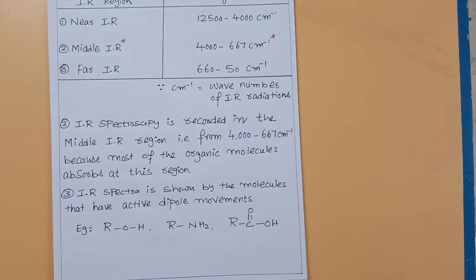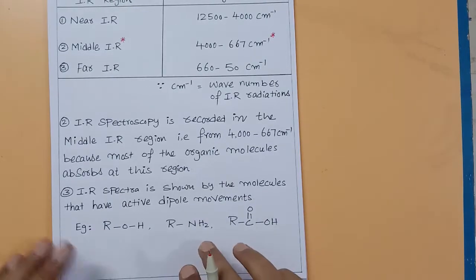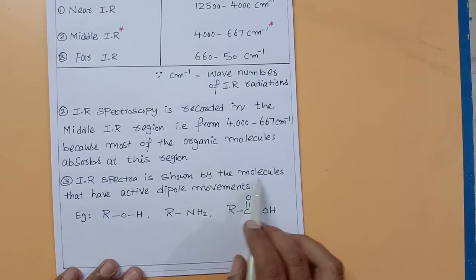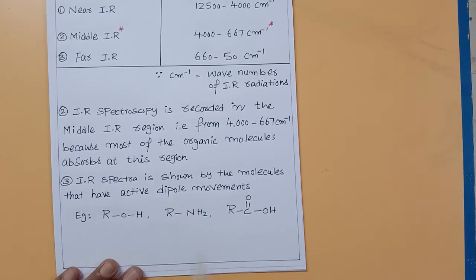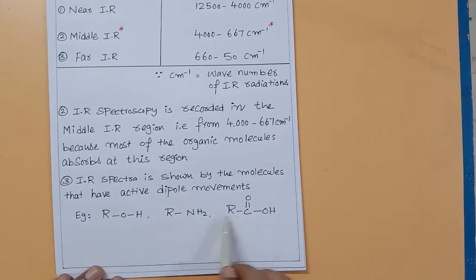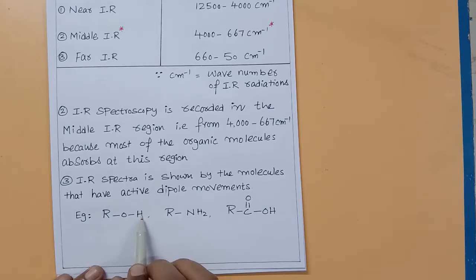Okay, then there is a condition for infrared spectroscopy that is written in point number 3. IR spectra is shown by the molecules that have active dipole moments. That means those molecules must have atoms that have a difference in electronegativity. For example, alcohol, amine, carboxylic acid. So in alcohol, the group OH has an electronegativity difference. Oxygen is more electronegative, hydrogen is less electronegative. So this group is a polar group.